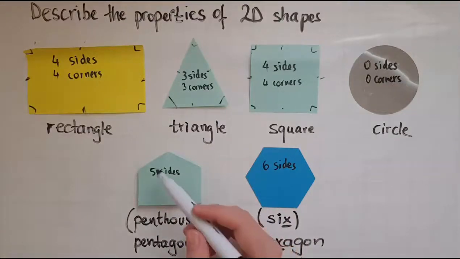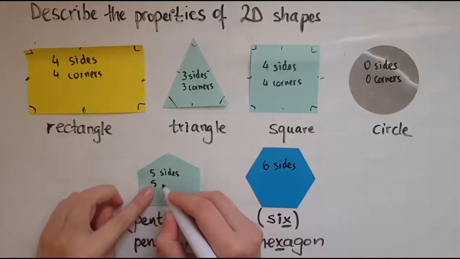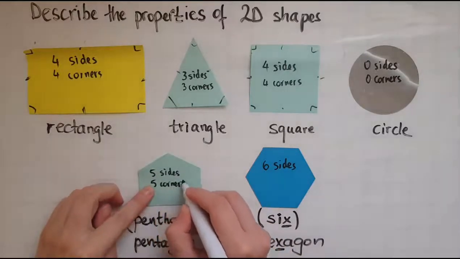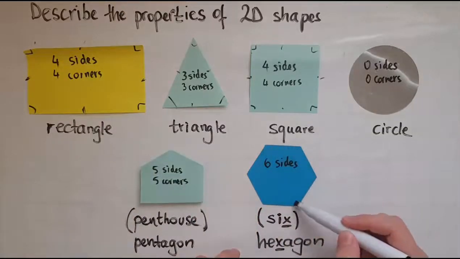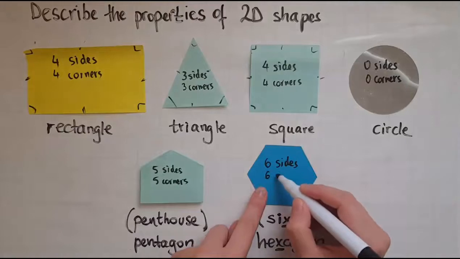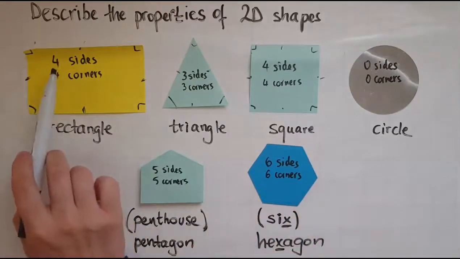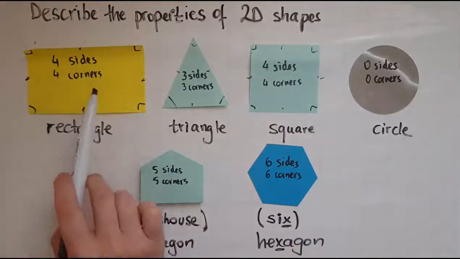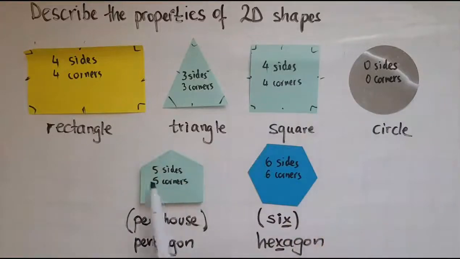In a pentagon, we have 1, 2, 3, 4, 5. In a hexagon, we've got 1, 2, 3, 4, 5, 6. What do you notice? 4 sides, 4 corners; 3 sides, 3 corners; 4 sides, 4 corners; 0 sides, 0 corners; 5 sides, 5 corners; 6 sides, 6 corners. So the number of corners matches the number of sides.